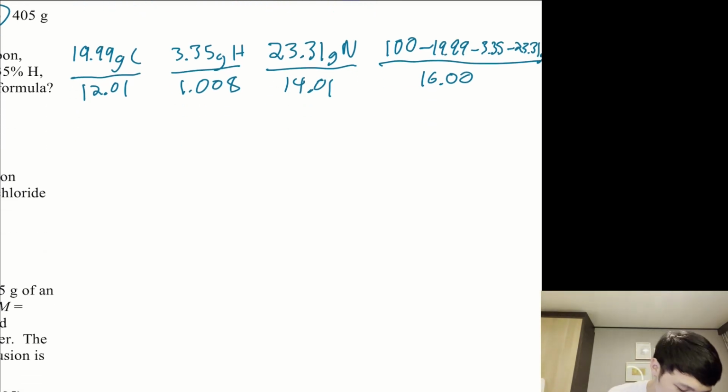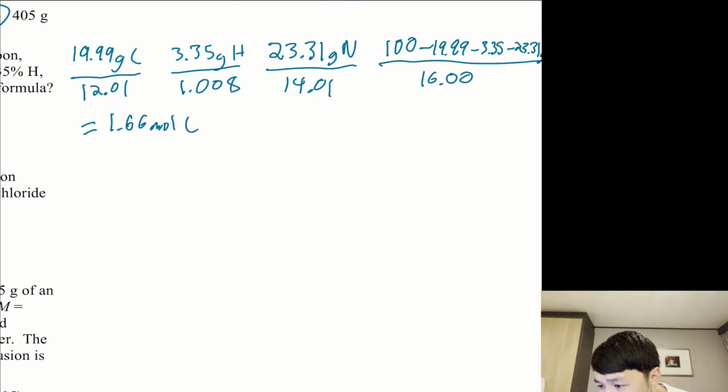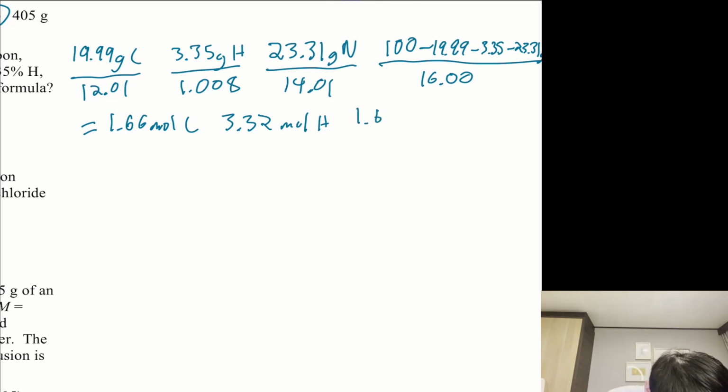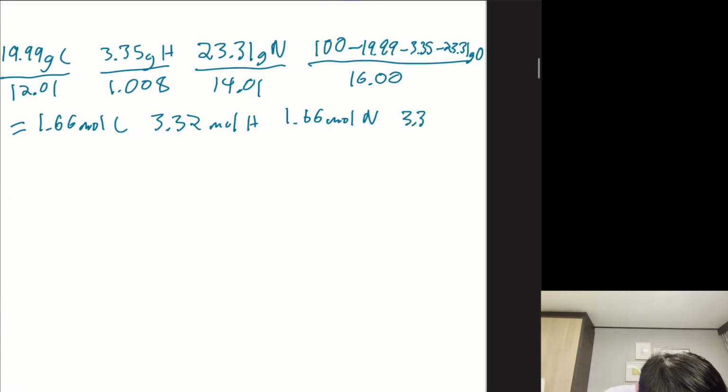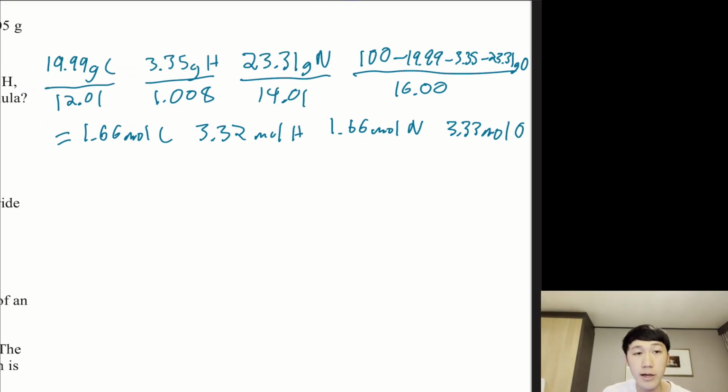And then if we do the calculations, this comes out to, I believe, 1.66 moles of carbon, 3.32 moles hydrogen, 1.66 moles nitrogen, and 3.33 moles oxygen. So from these mole amounts, we can see the actual ratio of carbon, hydrogen, nitrogen, and oxygen.